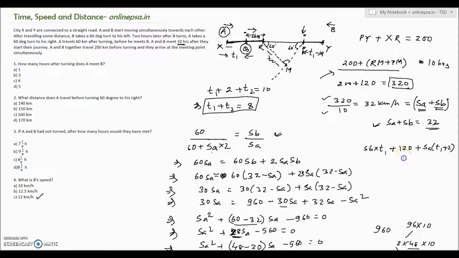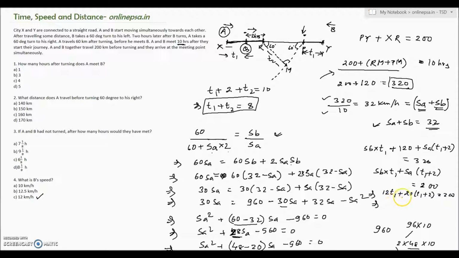This is the total distance traveled. This is also equal to 320, which means we can write plus SA multiplied by T1 plus 2 is equal to 200. SB we have already got. What's the value of SB? SB is 12. So we'll write 12 into T1 plus SA is 20, 20 multiplied by T1 plus 2 is equal to 200.